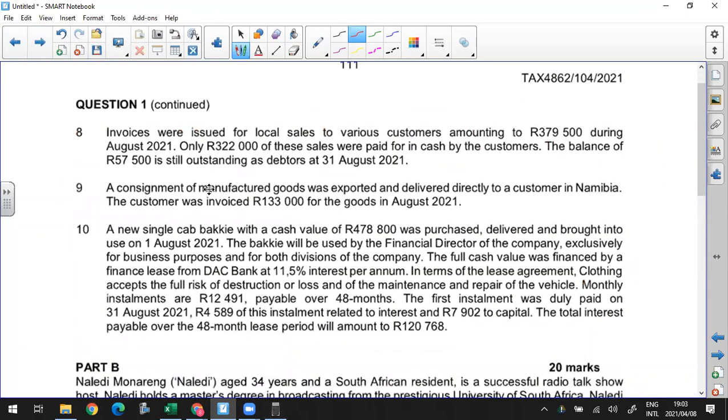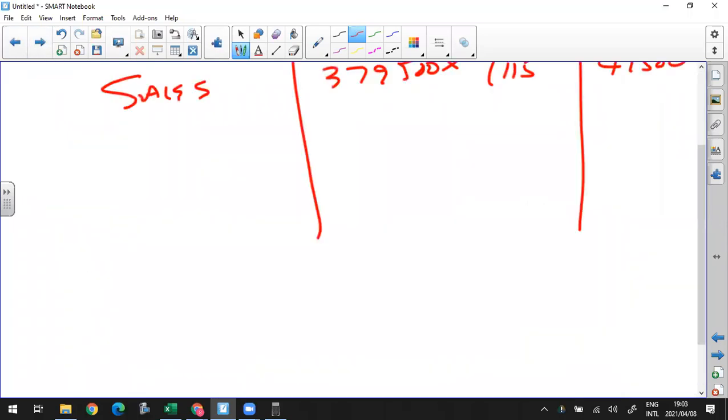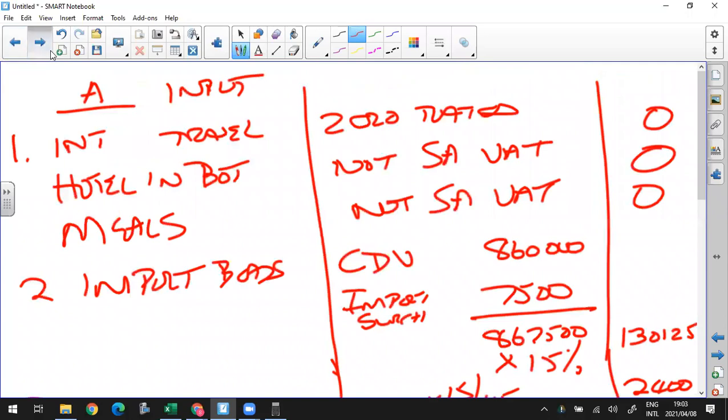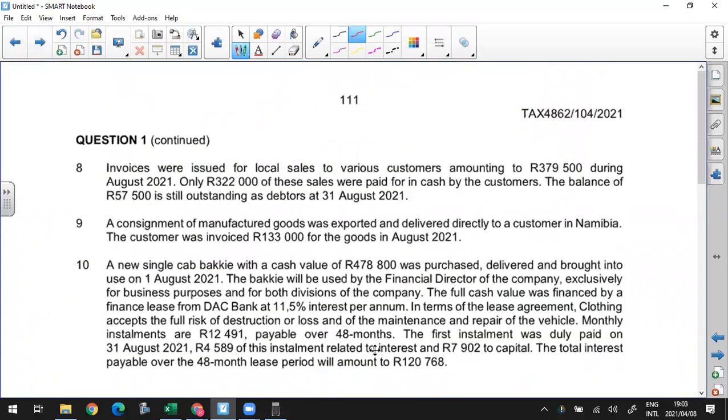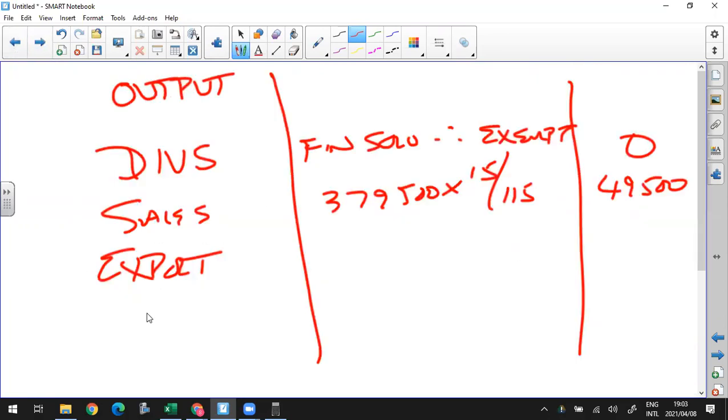Number 9, the consignment of manufactured goods was exported and delivered directly to a customer in Namibia. The customer's invoice is 133,000 for the goods. Exports, what are we going to do? Who took it outside of South Africa? Us or someone else? We did. So are we allowed to zero rate? Yes. So 0.